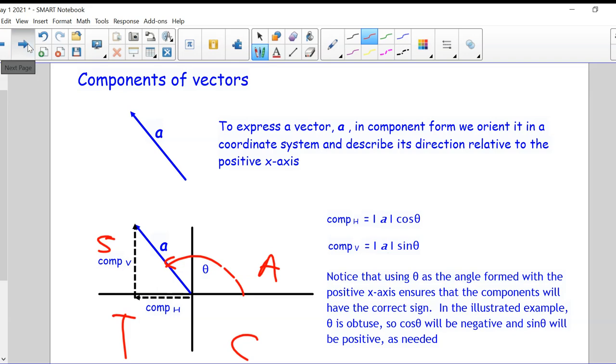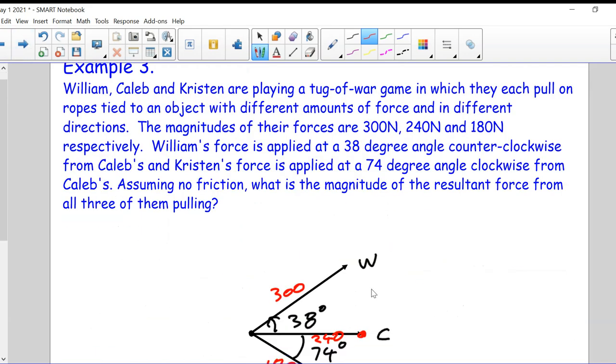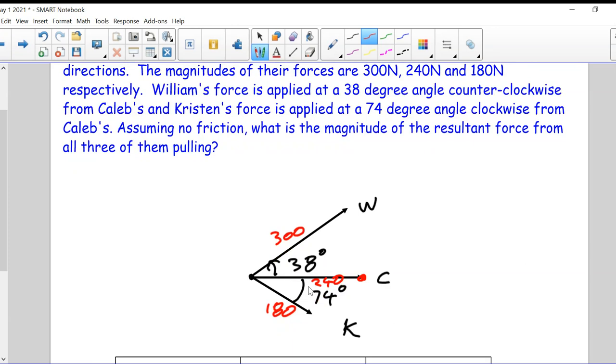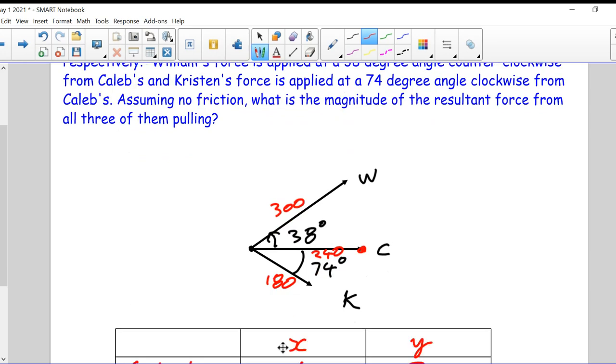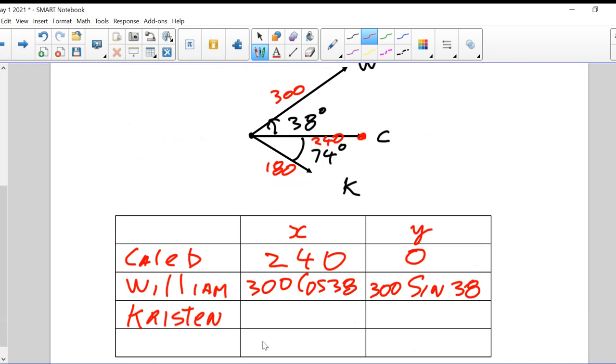Okay? All right, let's go back to this. Now, here's a part that's going to be a little bit tricky. How do I do the one that's going 74 degrees away from Caleb, but in a clockwise direction? What angle should I be using for that? Does anybody know? I'm trying to find Kristen's position. And I'm going to give you a clue. Kristen's position should be positive on the x-axis, but negative on the y-axis, because if you think of this as a coordinate plane, then I'm going to be on the negative side of the y-axis if I'm down there.